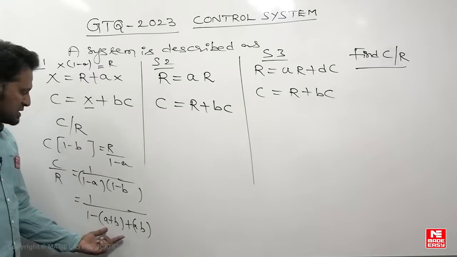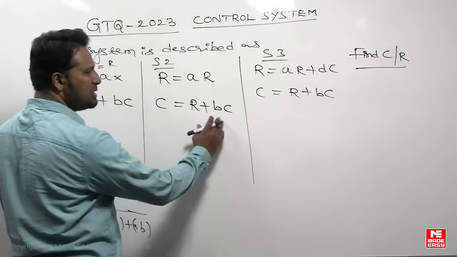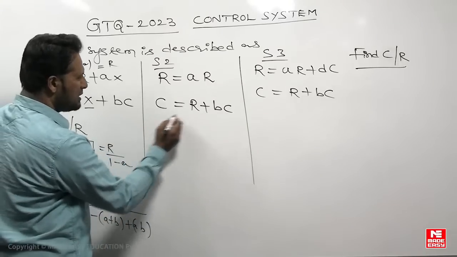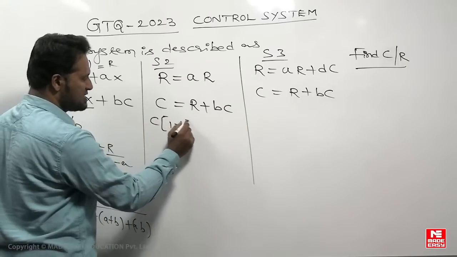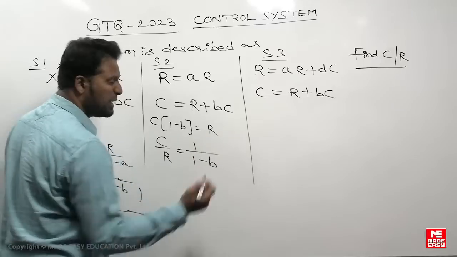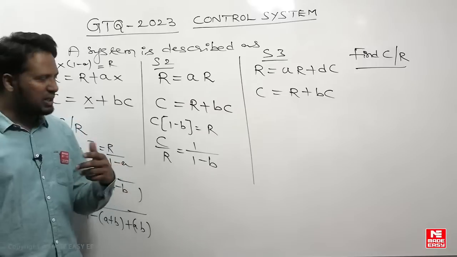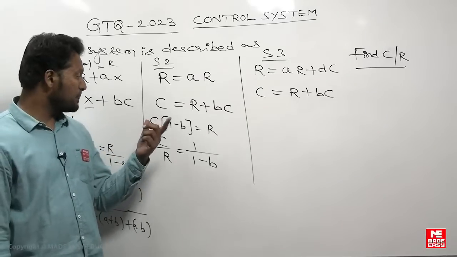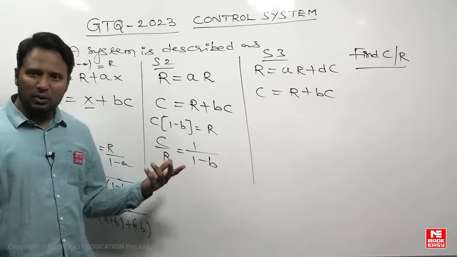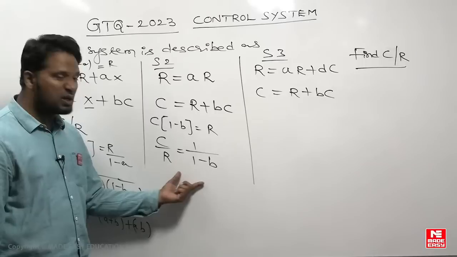C by R from this is 1 by 1 minus A plus B plus AB. That you can see. From this, let me try to find C by R. If I take C common, it will be 1 minus B, that is equal to R. From this, C by R is 1 by 1 minus B. From this system representation, we will do that once again using Mason formula. But I want you to first go through this mathematically. C by R from here is 1 by 1 minus B. There is no other way of simplifying this because I need C by R. So I took C common from here and made C by R.